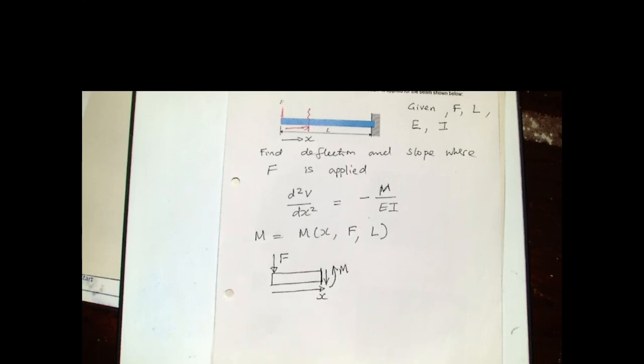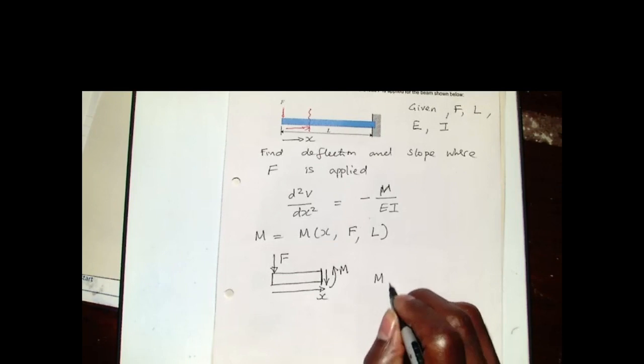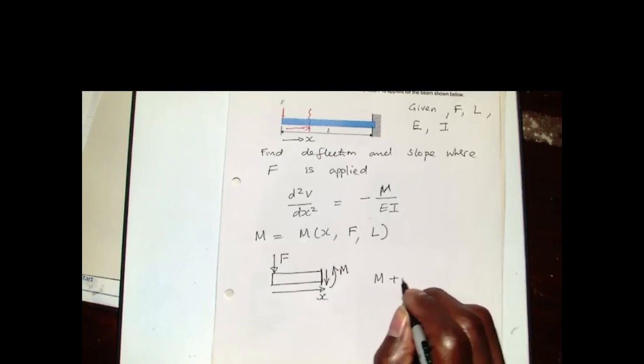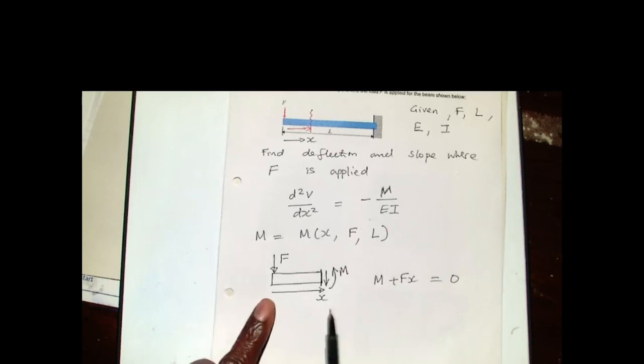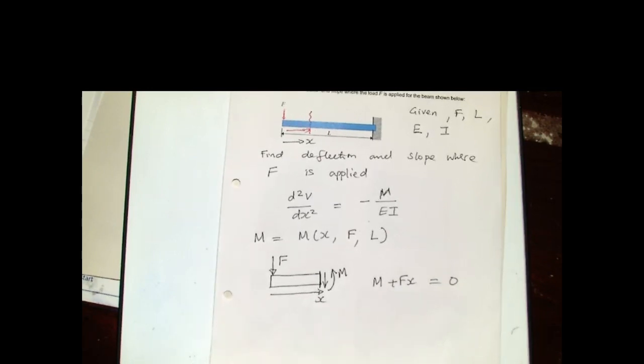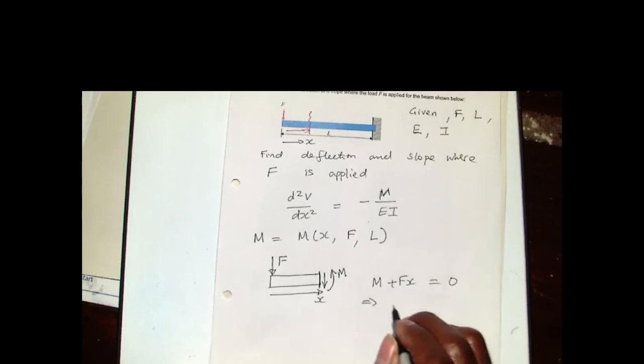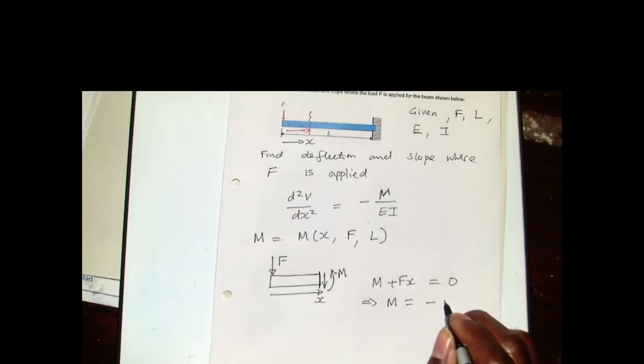If we take moment about that plane, what we'll have is that M plus Fx will be 0. So F times the distance from that plane. So our bending moment, therefore, at any distance x from the left-hand side will be minus F times x.